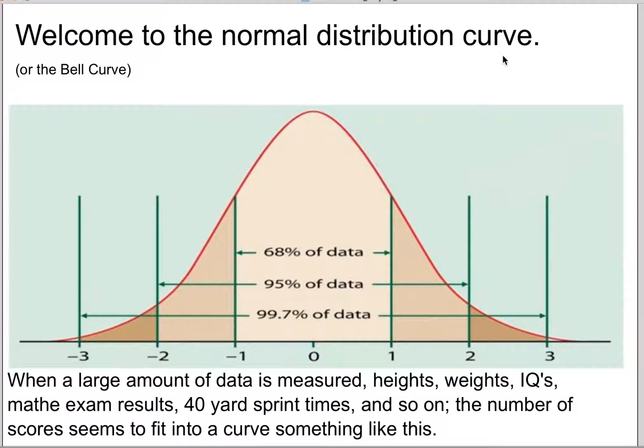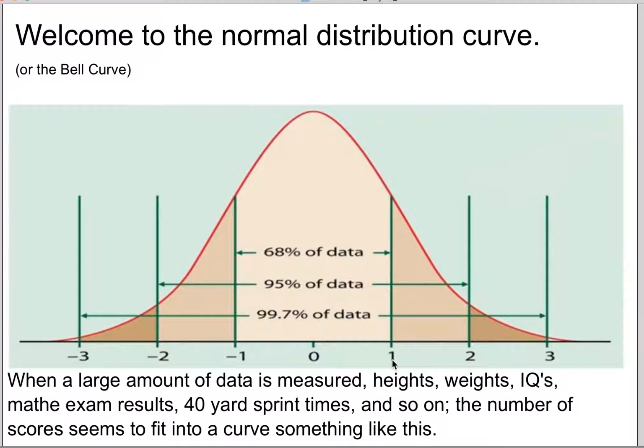Welcome to the normal distribution curve, or the bell curve, or the standard normal curve. If you take a whole bunch of scores, measurements, heights, weights, IQs, math exam results, etc., if you take the number of people getting each score, they all seem to fit into a curve like this. Most people's heights will be around the average or the middle, and this is 0 here. As you get out here, you get taller people, and here you get shorter people.